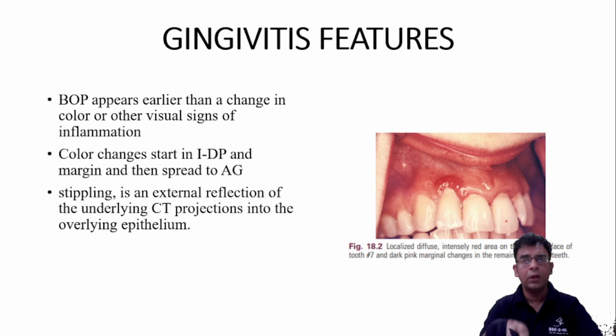Features, like I told you, picture based questions can be asked from gingivitis. Bleeding on probing, a very important point. Or gingival bleeding is very important. They can go for systemic questions, I mean systemic related conditions, or what deficiency can cause, what blood disorder can cause gingival bleeding. Okay, so you can relate it with oral medicine and your general medicine when this question has to be asked, right? BOP appears earlier than a change in color or other visual signs.